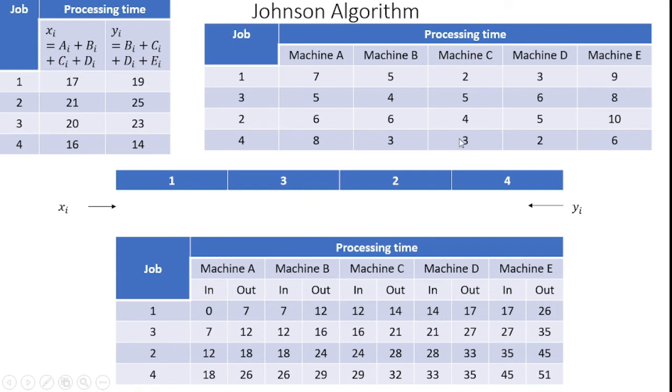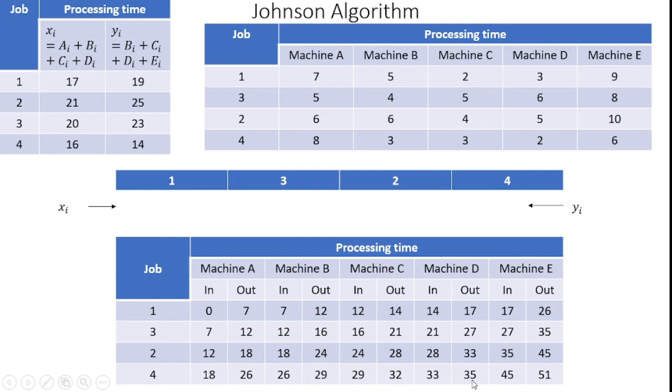The processing time as usual is 3. 29 plus 3, 32. Now I again compare 32 with 33. 33 is the maximum, so I wrote 33 here. The processing time of job 4 with machine D is 2. 33 plus 2, 35. Finally, the job 4 running on machine E takes 6.